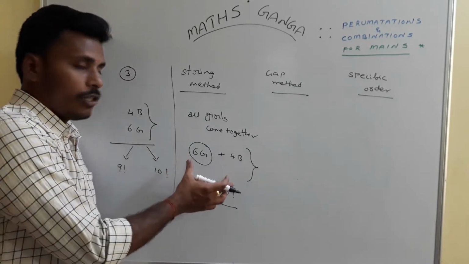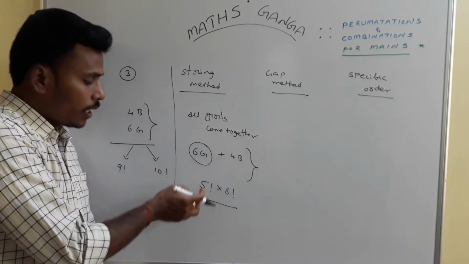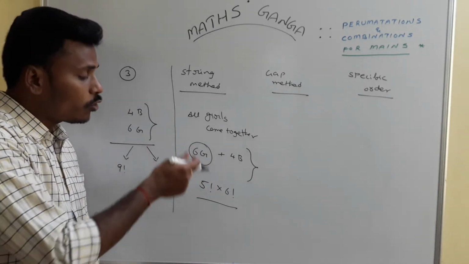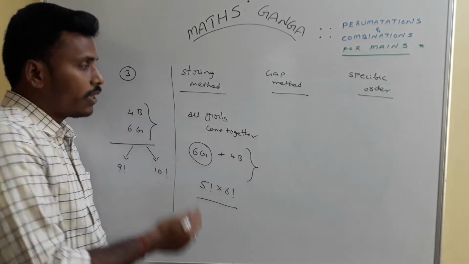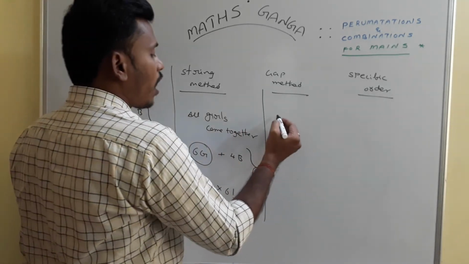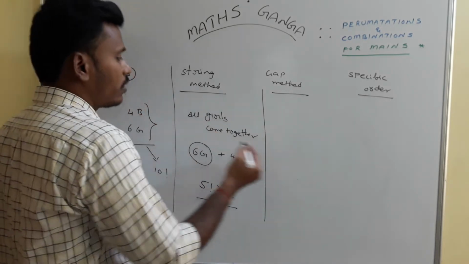Initially we have 5 objects, 4 boys and then 1 string. It can be arranged in 5 factorial ways. Later in the string itself we will arrange those 6 girls in 6 factorial ways, and that is 5 factorial into 6 factorial.